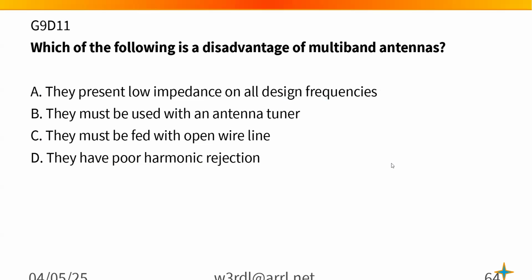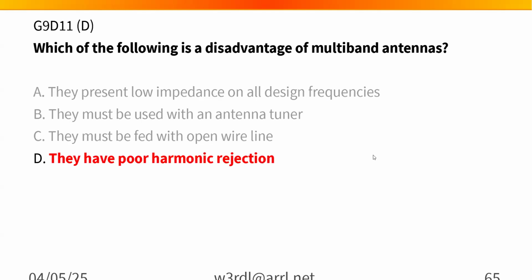So which of the following is a disadvantage of multiband antennas? If you want to transmit on harmonics, it's good. If you don't want to receive harmonics, it's bad.